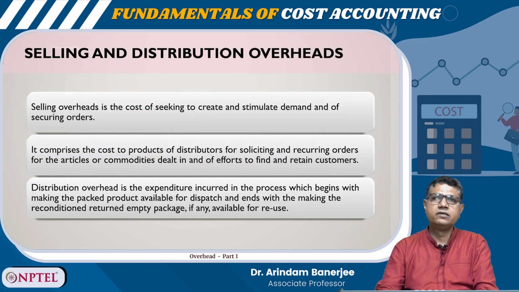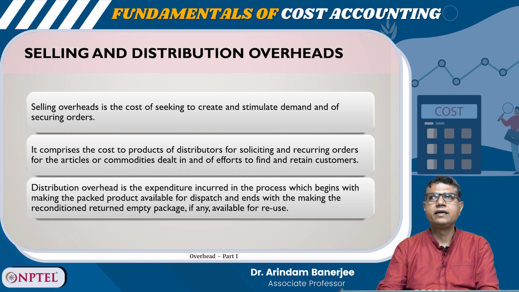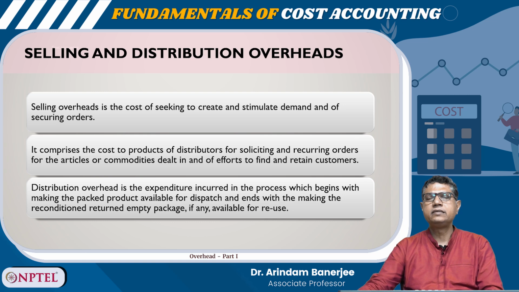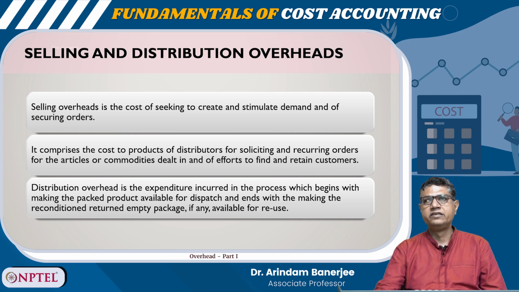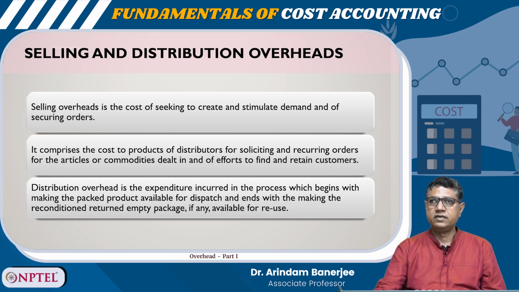Third functional overhead is selling and distribution overheads. Selling overhead is the cost of seeking to create and stimulate demand and of securing orders. It comprises the cost to products of distributors for soliciting and receiving orders for the articles or commodities dealt in, or of effort to find the retained customers. And this is selling overhead, right? This is for securing orders, and once you get the order, then you need to distribute it.